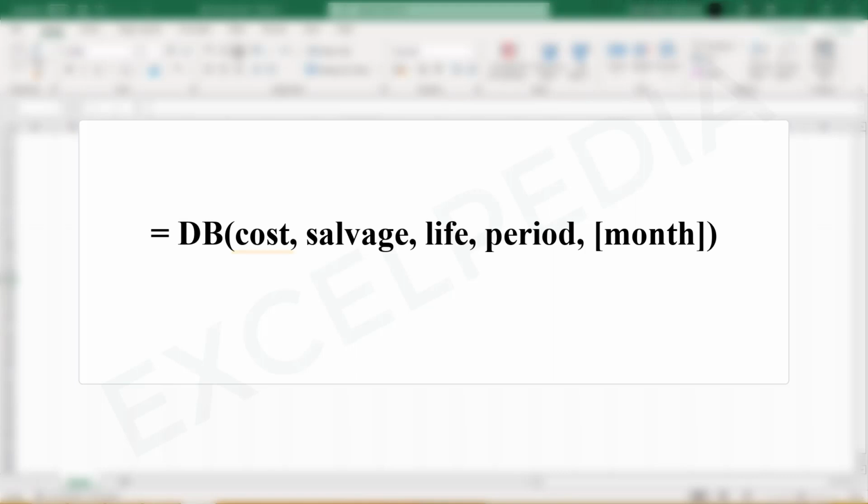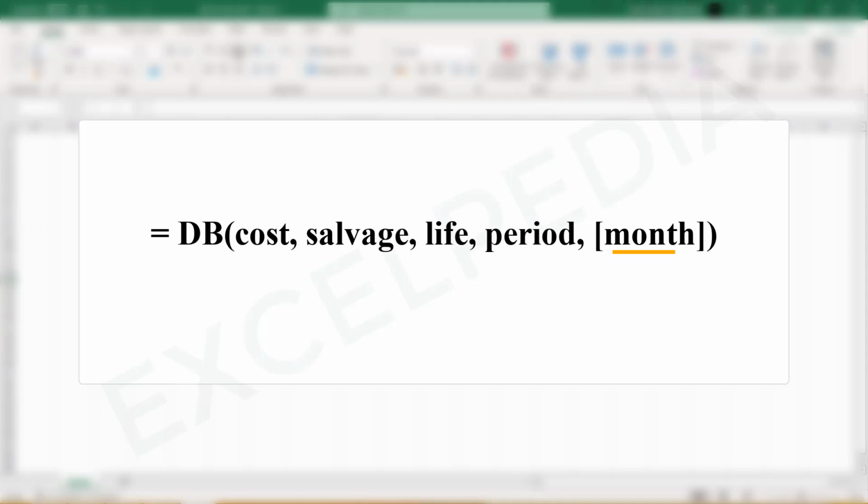1. Cost. This is a mandatory argument. This is the asset's original cost. 2. Salvage. This is a necessary argument, the asset's worth after the depreciation period. 3. Life. Mandatory argument. This is the asset's useful life or the number of periods over which it will be depreciated. 4. Period. This is a mandatory argument. This is the time period for which the depreciation should be calculated.